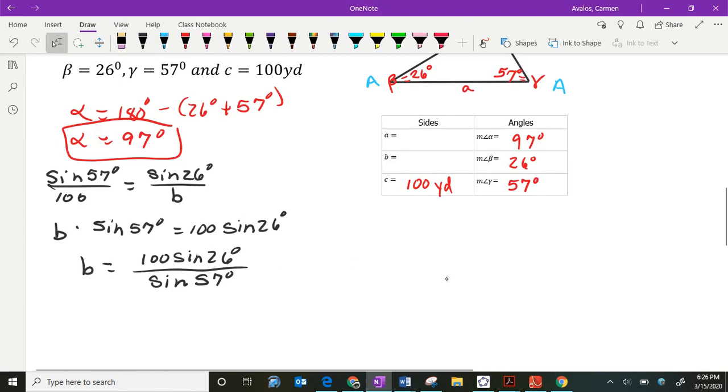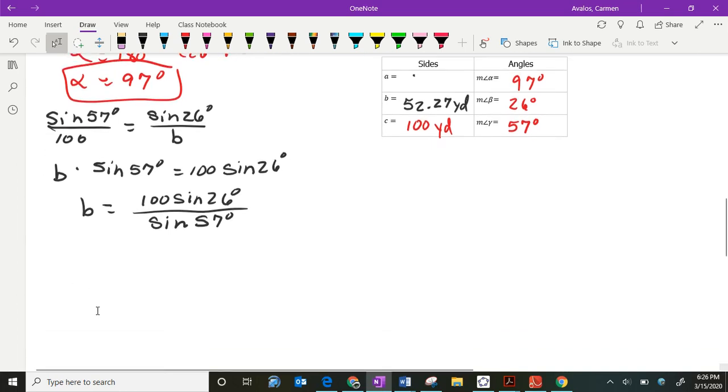So that is going to be 52.27 yards. Okay, and now we need to solve for A, and so we do the same thing that we did before.